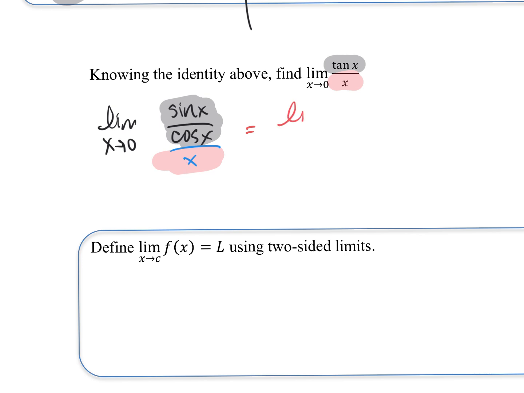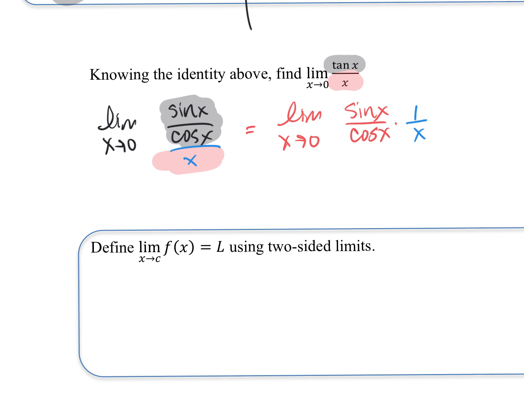So let's go multiply by that reciprocal. The limit as x approaches 0, if I keep that sine of x divided by cosine of x, sine over cosine divided by x is the same as sine over cosine times the reciprocal. What's the reciprocal of x? 1 over x. That's it. Thanks, Coop.